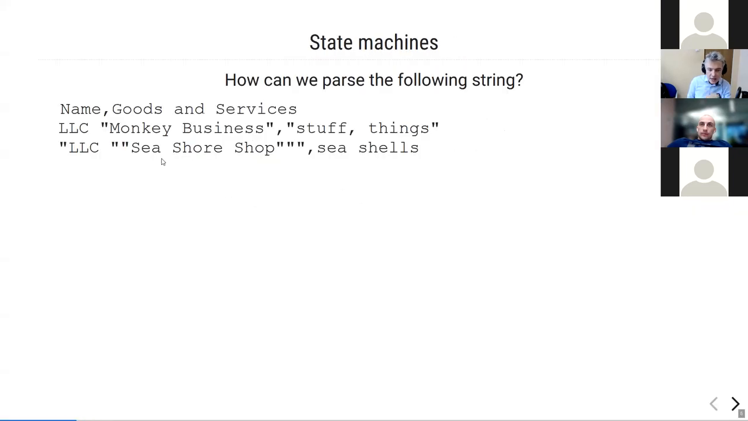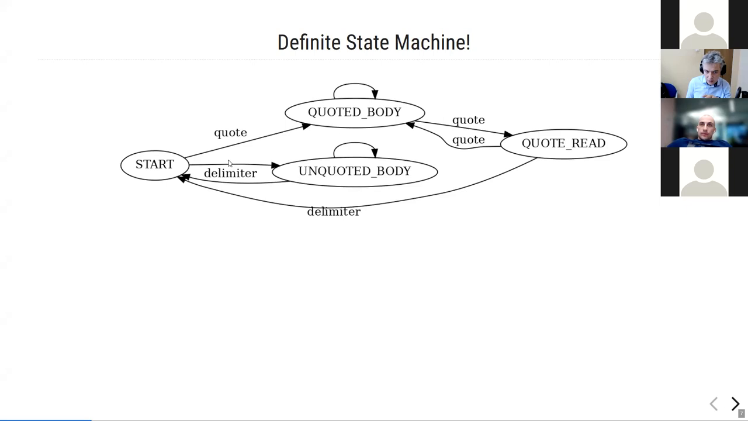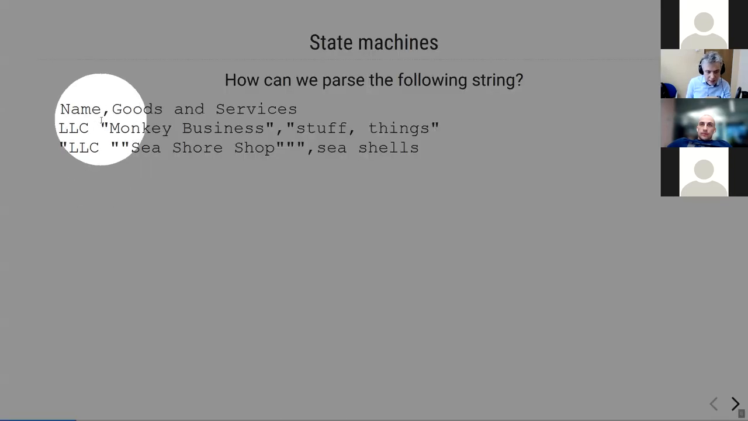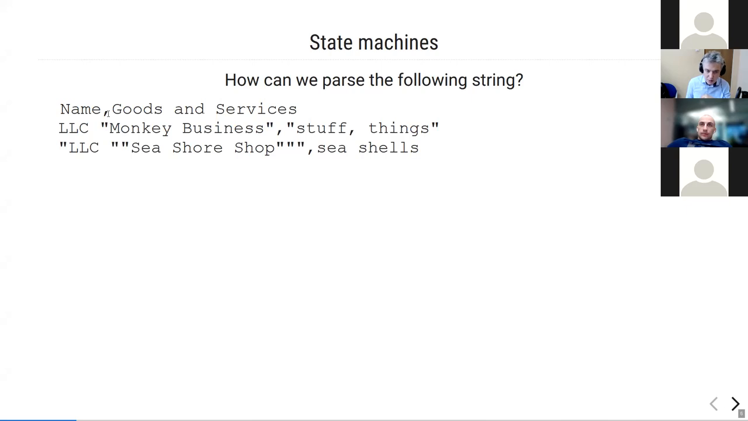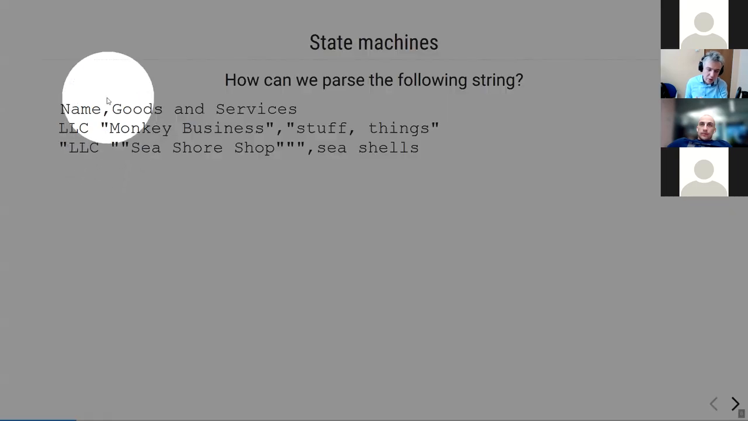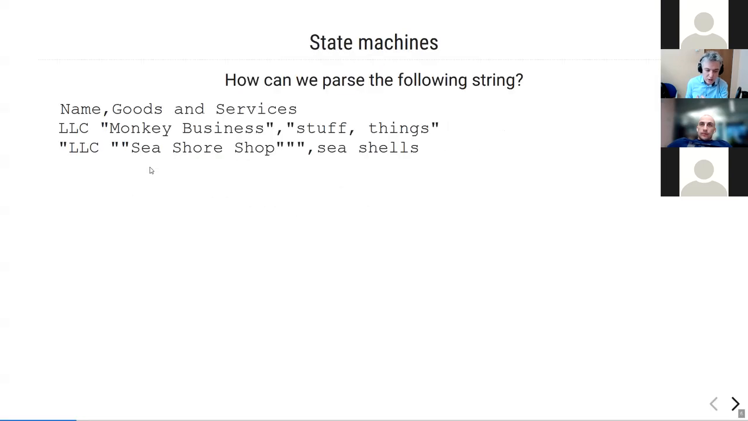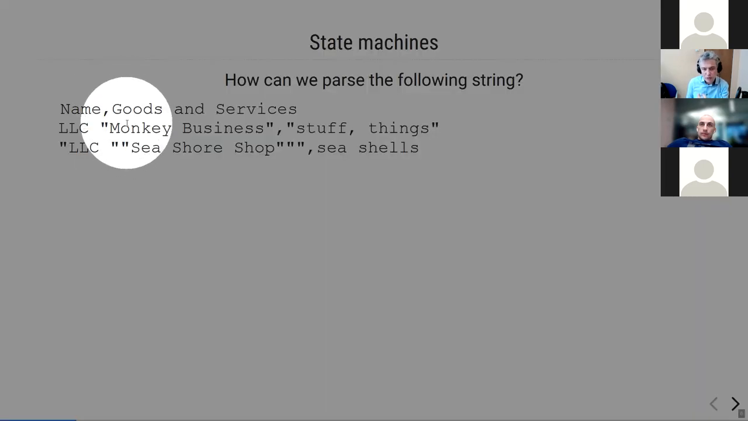If we started from any other symbol, see there is no caption on this arrow, this means it's any other symbol, then we are going to read an unquoted body, and in an unquoted body, comma is going to be our separator. So when reading an unquoted body, we read character one by one, and with each character we remain in unquoted body until the moment when we read a delimiter, the comma. When we read a comma, we transfer from unquoted body to start, to another cell, and let's see if it's quoted or unquoted.